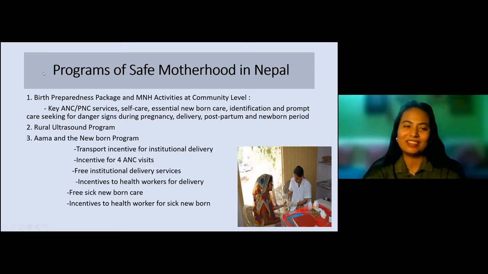any complications in babies. And the second program is the rural ultrasound program. And the third, and foremost important, is AMA, which translates to mother in Nepali, and newborn program. In this program, the government is giving incentives to the mothers for transportation to institutional delivery, or incentives for completing their four mandatory ANC visits, and some free institutional delivery services and so on, which has really helped encourage mothers to follow the safe protocols of safe motherhood.